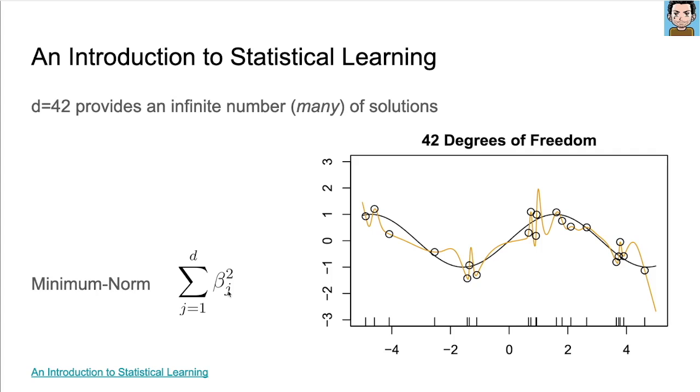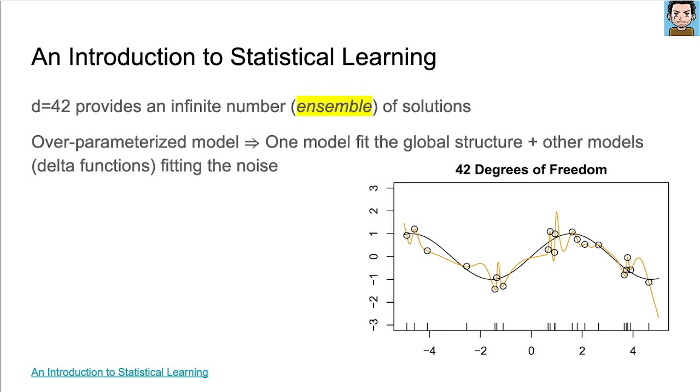Now I'm going to break from the book explanation and promote the ensemble perspective. With 42 degrees of freedom, there are many solutions. I believe the key question is, are we selecting a single solution from these many solutions, or are we combining multiple solutions into a global over-parameterized solution? The book claims a single solution, while I'm leaning towards a combination of solutions for the following 2 reasons.